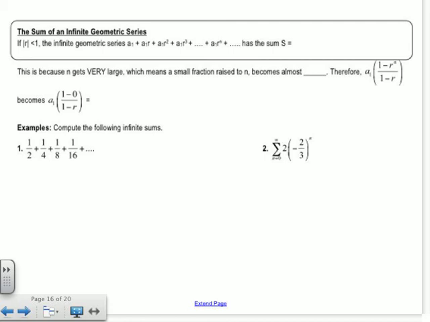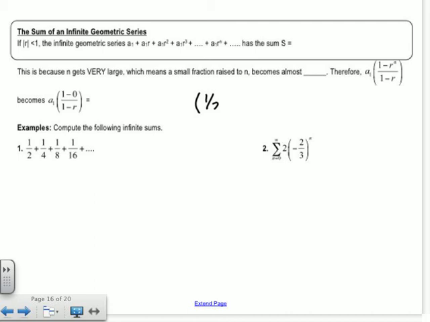So we can add an infinite number of things together as long as the absolute value of r is less than 1. So as long as your ratio is something very small, makes sense? So you're always getting smaller when you're multiplying by 1/2. Your number is always getting smaller. This is because as n gets very large, a small fraction raised to n becomes almost blank.